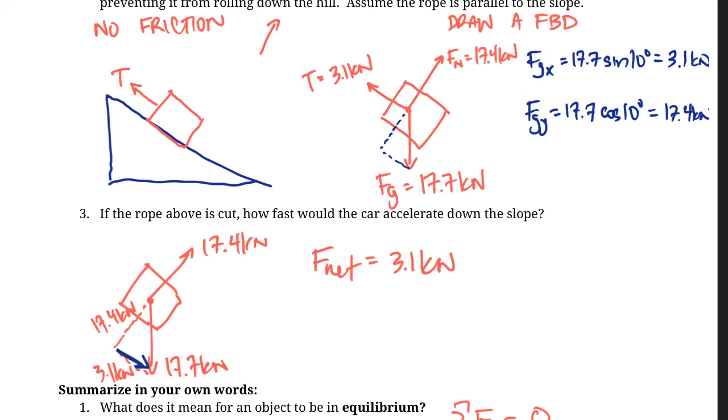Oh, by the way, something I forgot to do in this question, I forgot to say what was positive. I forgot to give us that x is positive down the ramp and y is perpendicular to the ramp. We should always do that. You should always label what your positive directions are.